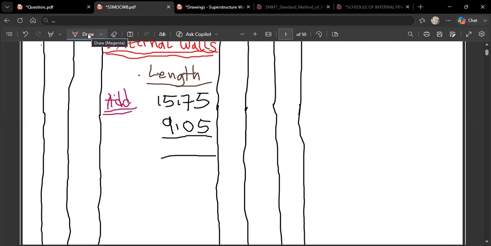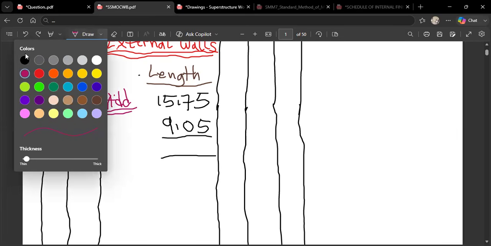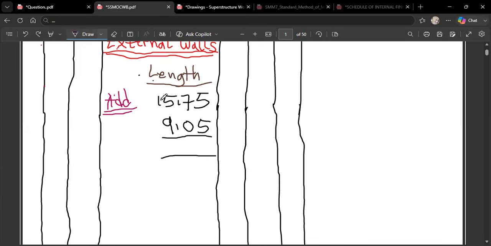15.75 plus 9.05. You are going to get 24.80. But that is just for one side. So this is just going to give you 24.80.